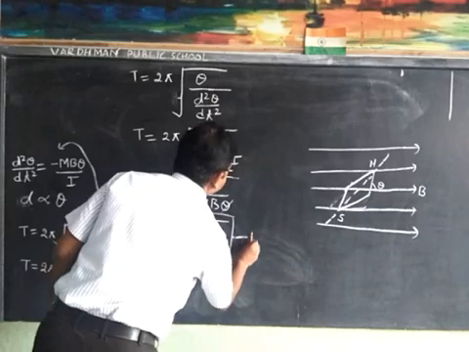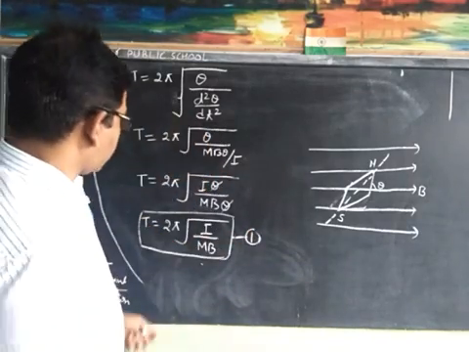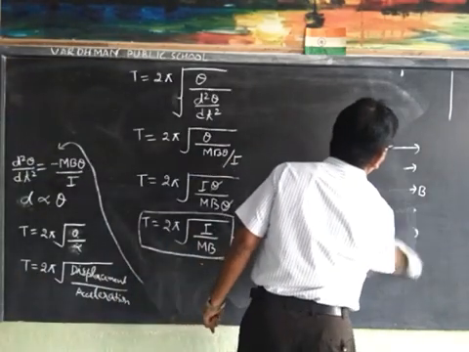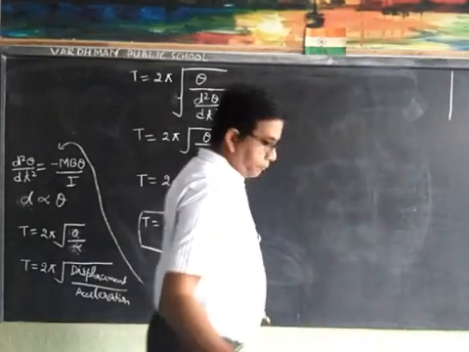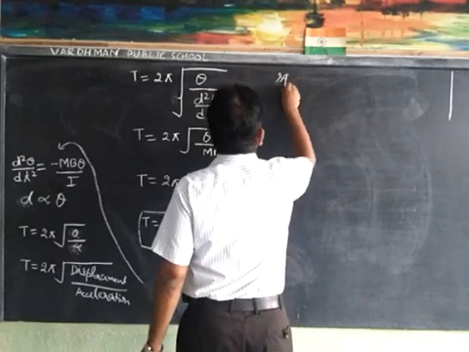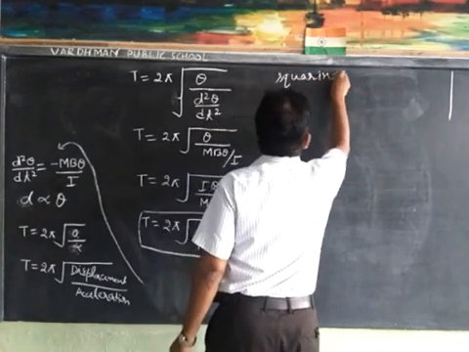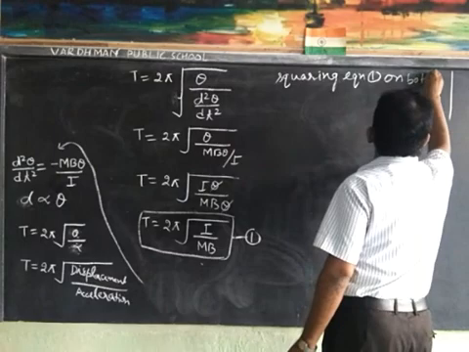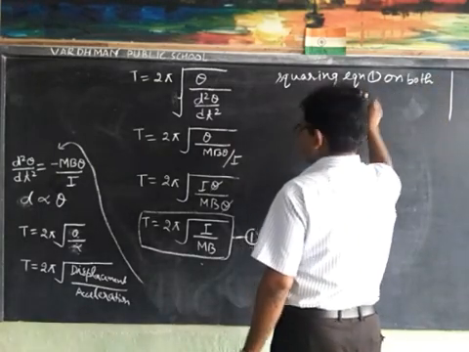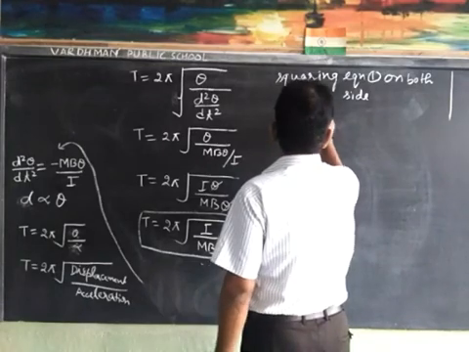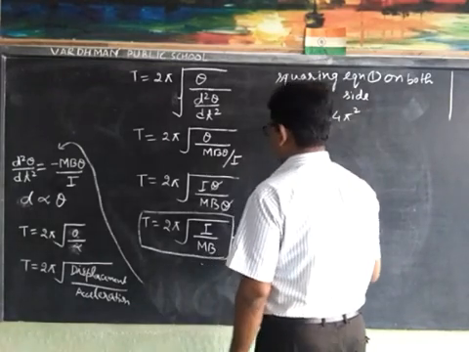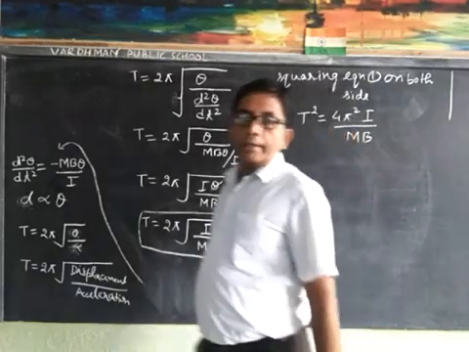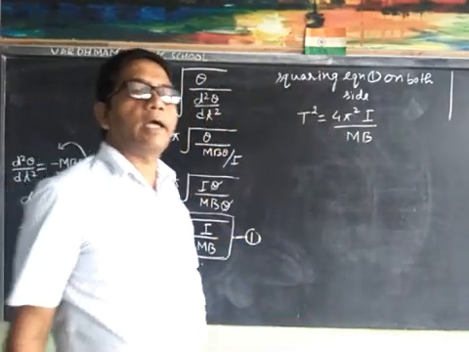Suppose this is my first equation. Now squaring the first equation on both sides, it becomes T square equal to 4 pi square I upon mB.